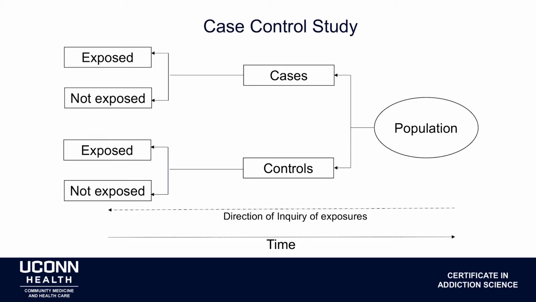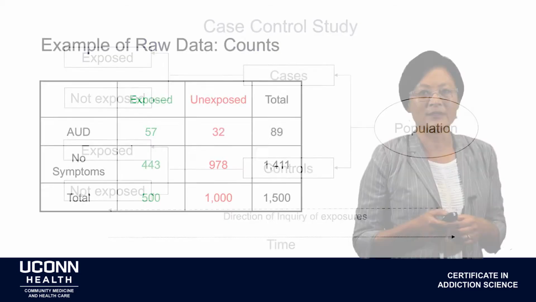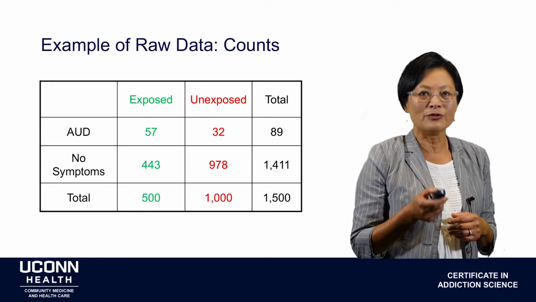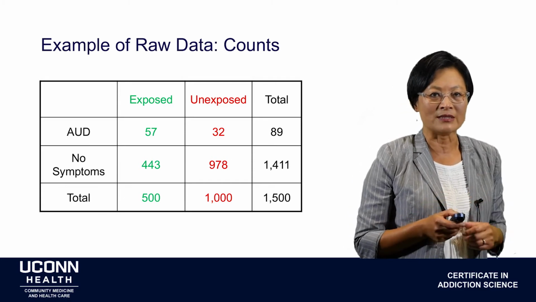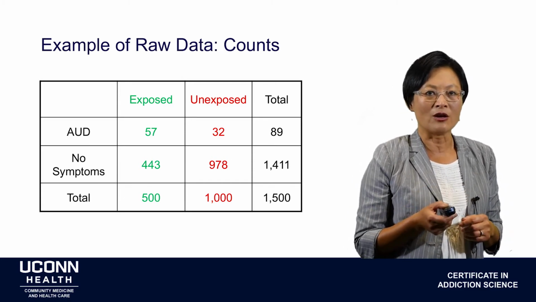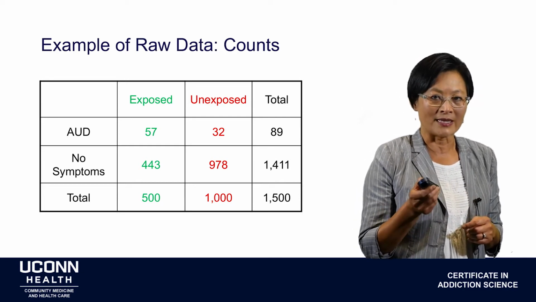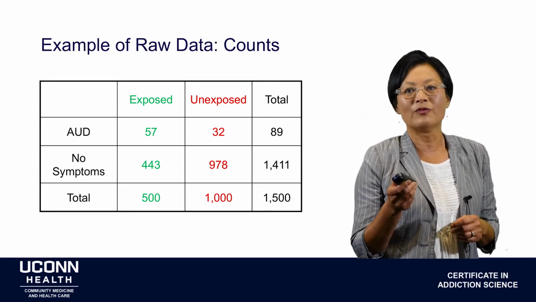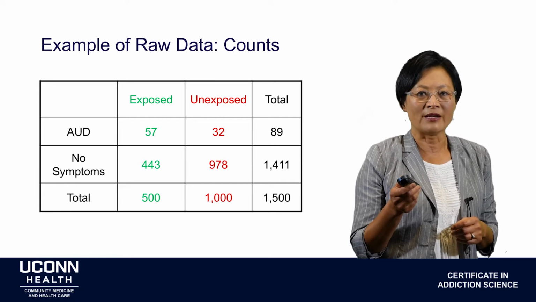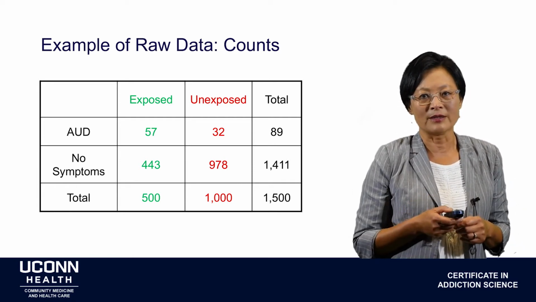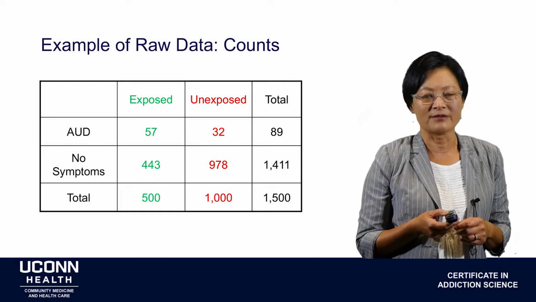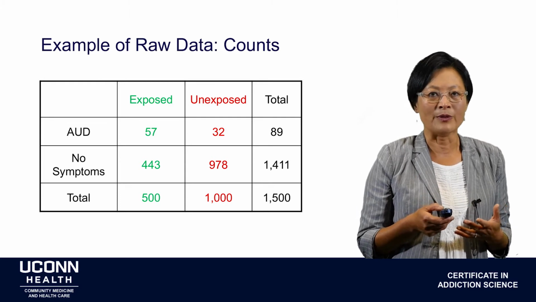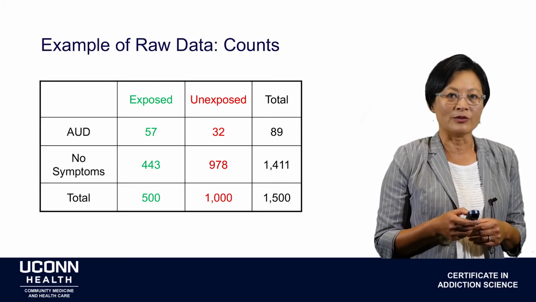So what kind of statistics were generated from this? And remember this 2x2 table. We have two groups exposed and two groups with disease. So the AUD means alcohol use disorders, with one group has 89 of them and the other group has no symptoms. We have 1,411. So total of the study sample is 1,500. So using that table as an example, let's see how it applies to a cohort study.